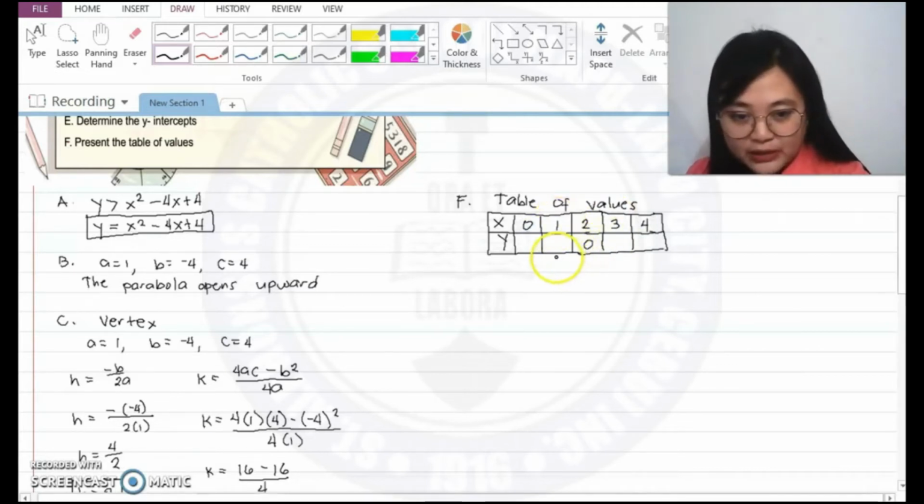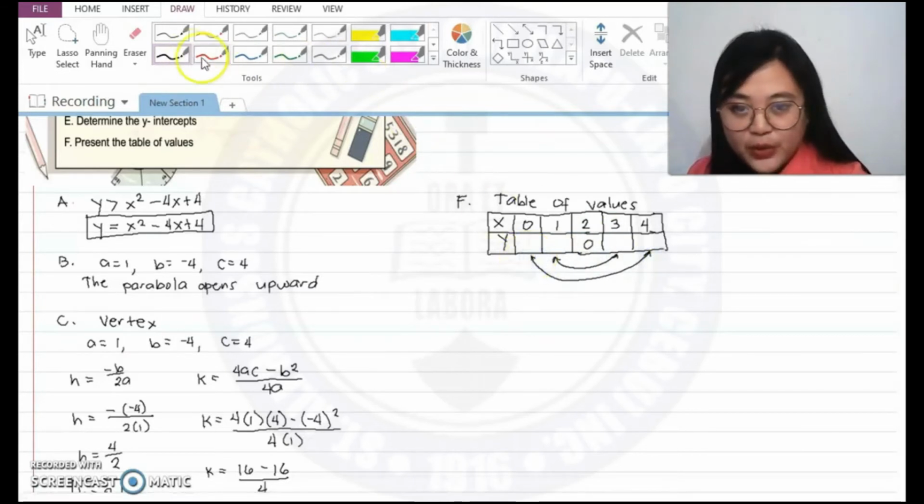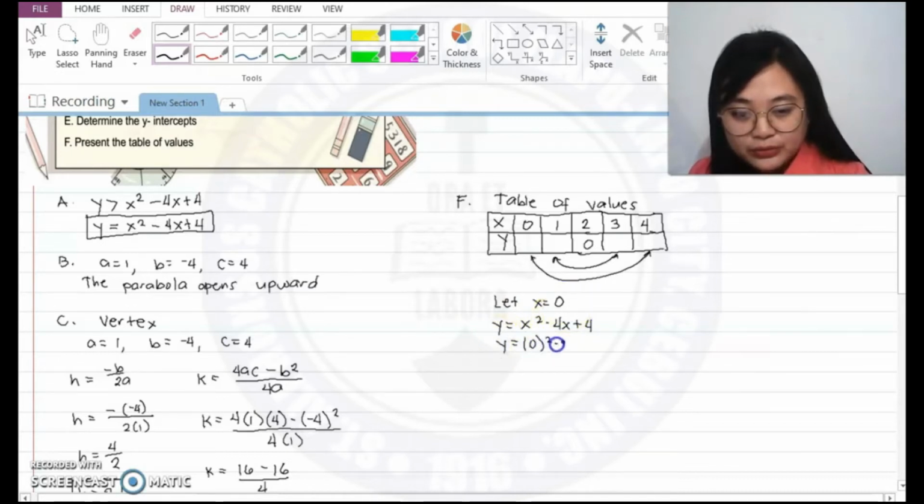Since we already know that these points here, class, 1 and 3 and 0 and 4, are symmetrical points, we're just going to solve for 0 and 1. So we will let x be equal to 0 in the given quadratic equation. Change x to 0, and 0 minus 0 plus 4, and the answer is 4.